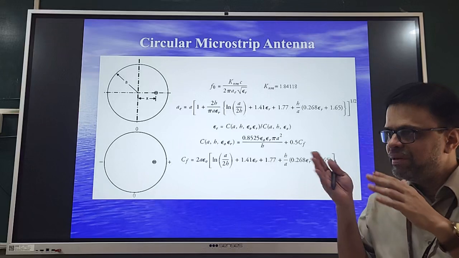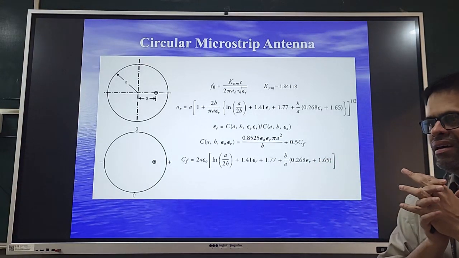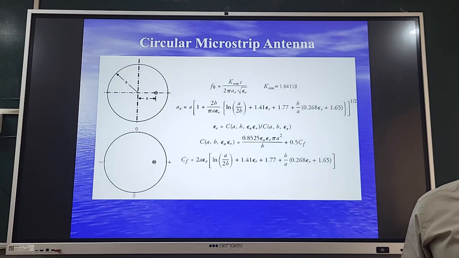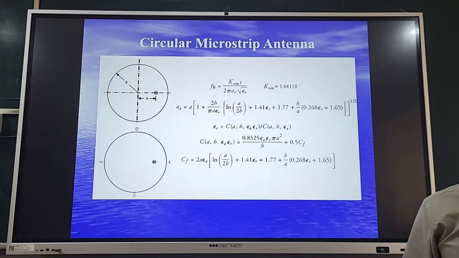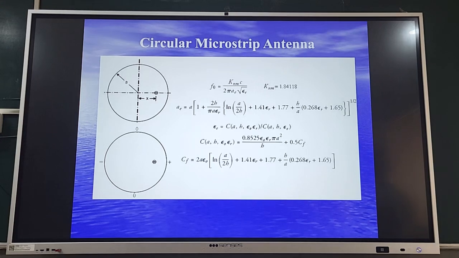In fact, there is an analogy, comparison or similarity with respect to the 1-1 mode distribution of the circular patch as well as the 1-0 mode distribution of the rectangular patch. So this is the fundamental mode of the circular microstrip antenna.